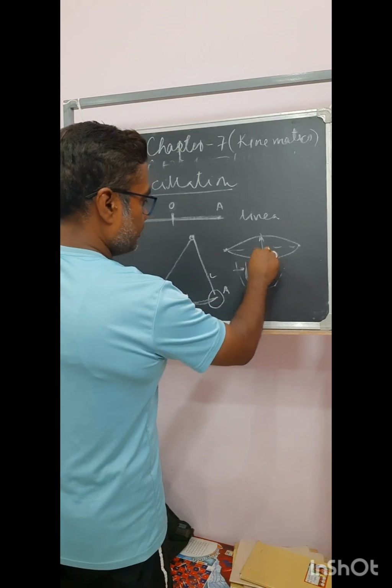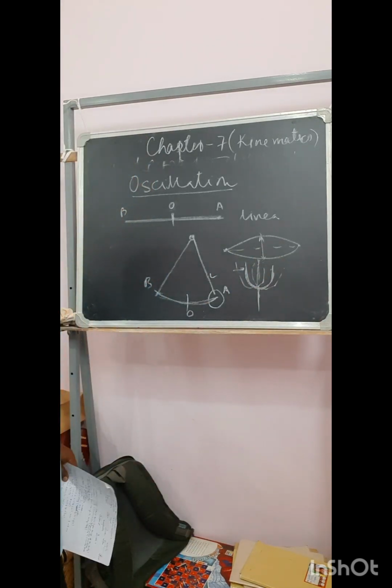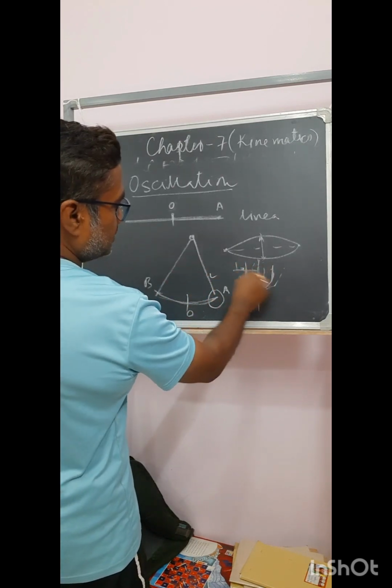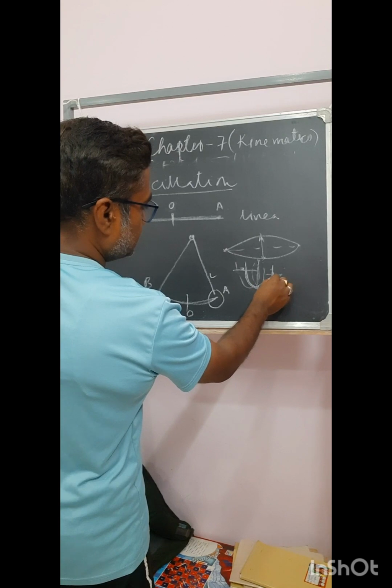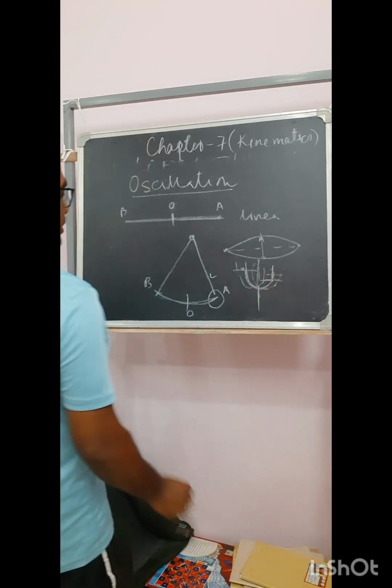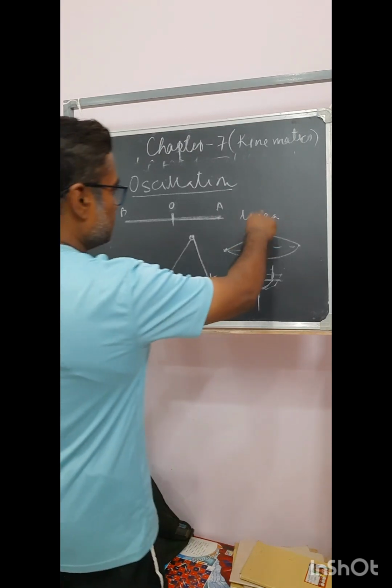This is the point of equilibrium, and back and forth it will move. So this kind of motion is again a linear path. Any particle in that object will move in a linear path. This is obviously a curvilinear path. This also follows a curvilinear path.